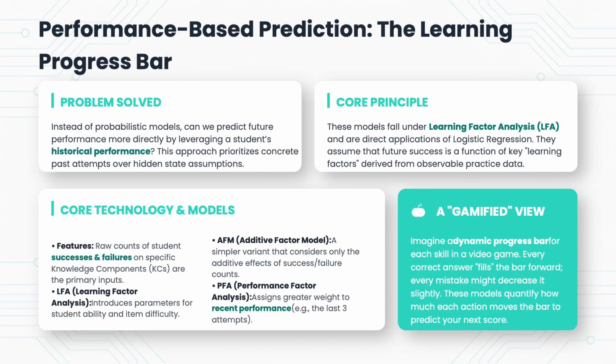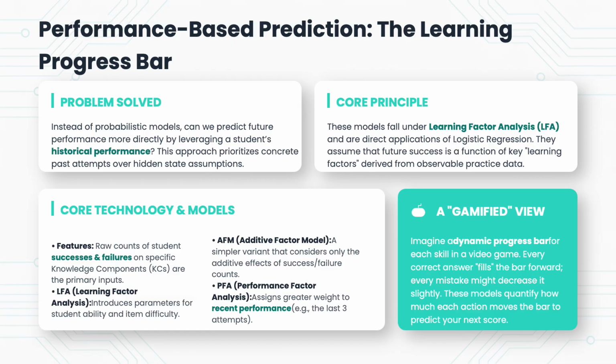Not everyone was satisfied with the probabilistic approach of BKT. Some researchers asked, what if we just look at a student's history of successes and failures? Can we use that to predict the future? This line of thinking led to a family of models called learning factor analysis, including LFA, AFM, and PFA. These are essentially applications of logistic regression. They treat a student's past performance, like the number of times they've succeeded or failed at a skill, as features in a model to predict their next attempt.